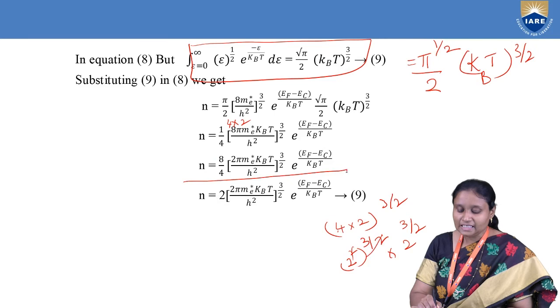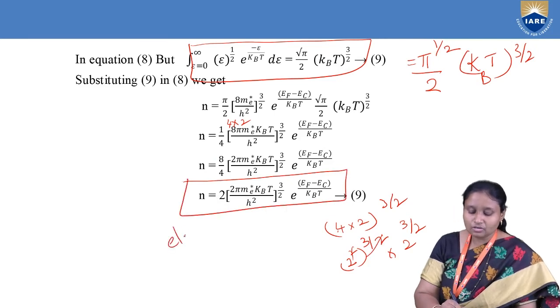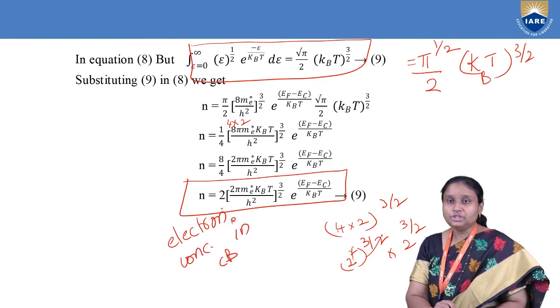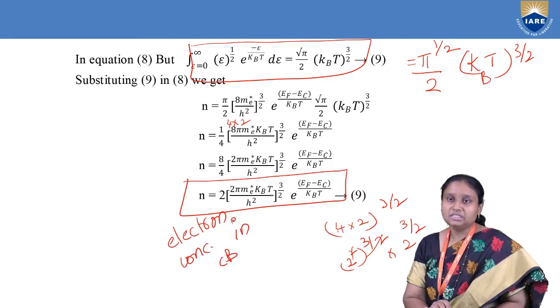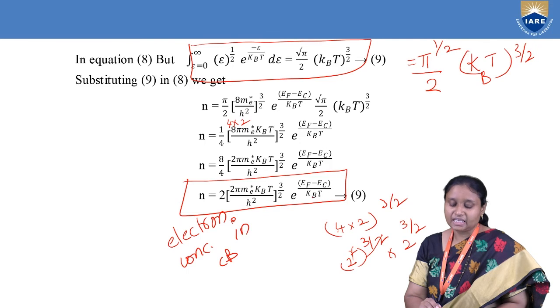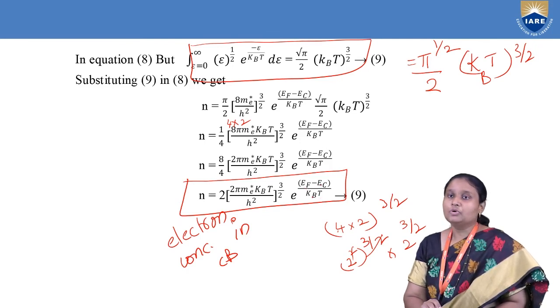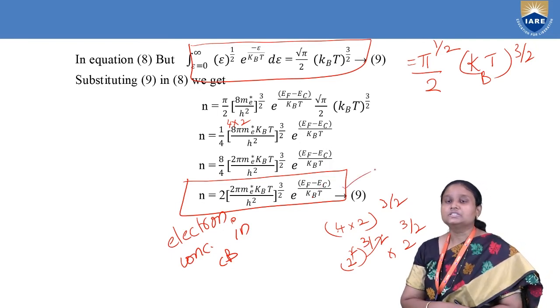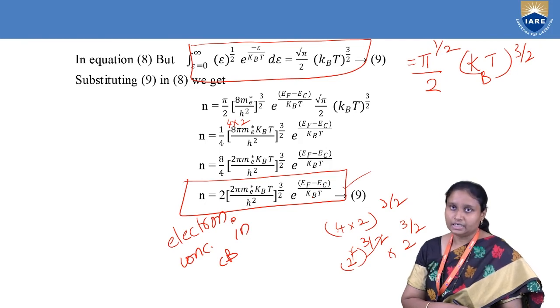So this is the final expression for electron concentration in conduction band. So 2 into 2 pi me star kBT by h square whole to the power of 3 by 2 exponential EF minus EC by kBT, where EF is Fermi energy level and EC is bottommost of conduction band. So finally we are able to get expression for density of electrons in the entire conduction band.